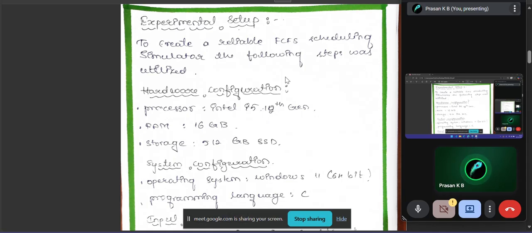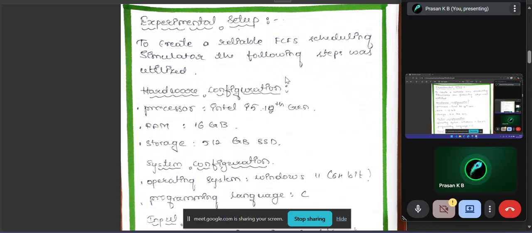And next is the experimental setup. The experimental setup for implementing the FCFS scheduling algorithm involves preparing the necessary environment, tools, and process inputs required to execute and analyze the scheduling mechanism. The experiment is conducted using a programming environment capable of handling user input, performing arithmetic calculations, and displaying the results in a structured format. The system uses predefined arrival times and burst times for each process, which serve as the core inputs for evaluating the scheduling behavior.